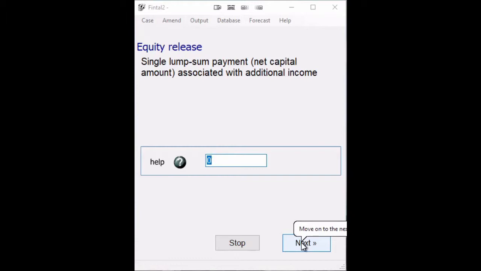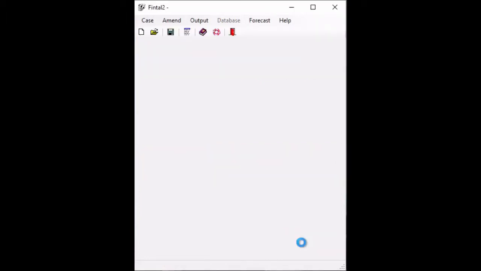And you can have a blended product where you take one lump sum of capital together with regular income. Here we'll say it's a purely income producing scheme that they're looking at. And again the screen will blank while we're moving on to the calculation.